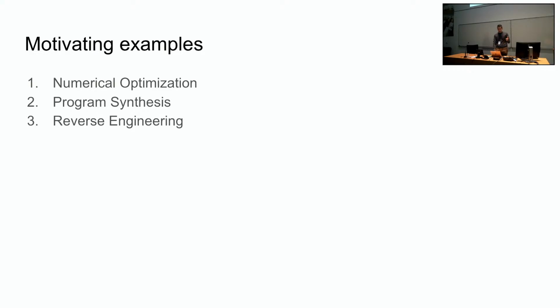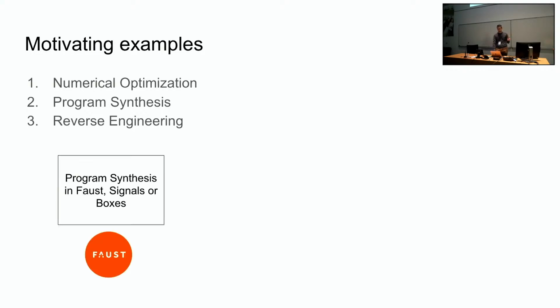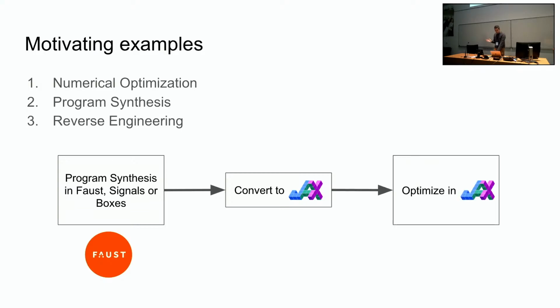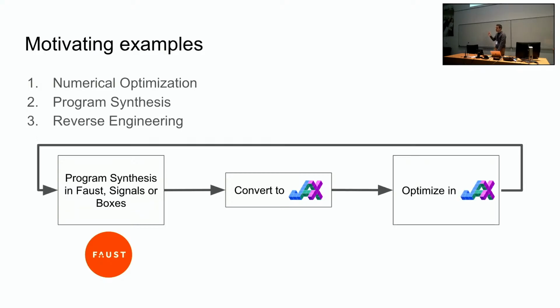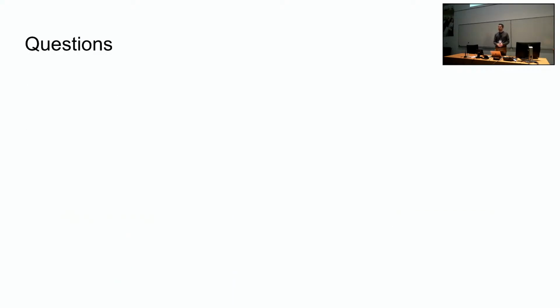So to recap, the motivating examples were numerical optimization, program synthesis, and reverse engineering. And a pipeline that I am imagining and going to develop more in my research is this one here. So we can start with existing DSP code, or we can use program synthesis to create that DSP code, and we do that in Faust. We can do it at any of the representation levels, which are either Faust code, or signals, or boxes. Signals are actually lower level than boxes. And now we convert that to JAX, and then we optimize in JAX. And we complete the loop by learning from what we've optimized to inform how we do our program search in a better way. Any questions so far?